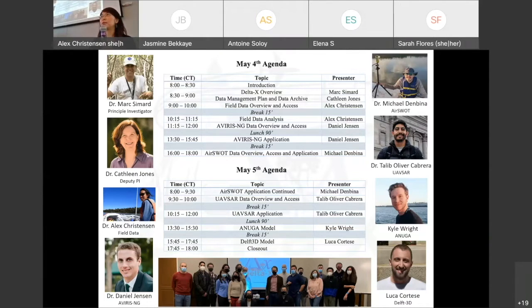Kathleen, our deputy PI, will go through our data management plan and the data archive system. Kathleen's research focuses on applying radar remote sensing to Delta X, and identifying hazards that have significant social impact. She loves Delta X, especially because it focuses on how to rebuild land and save the world's deltas.